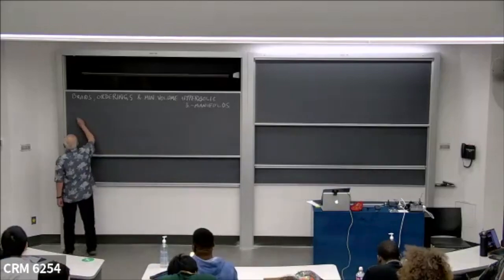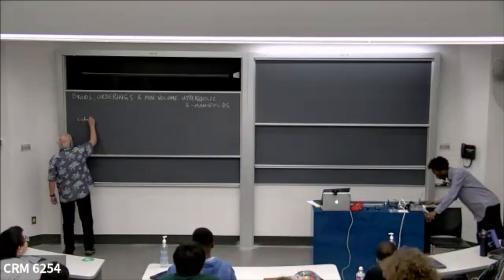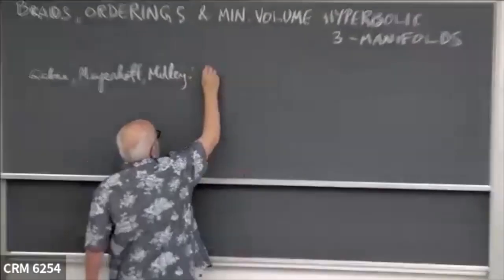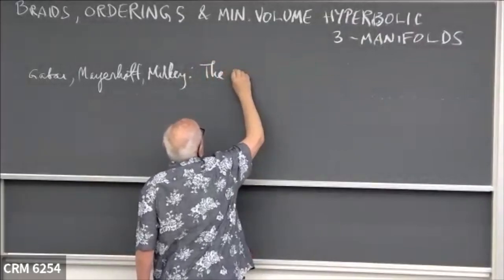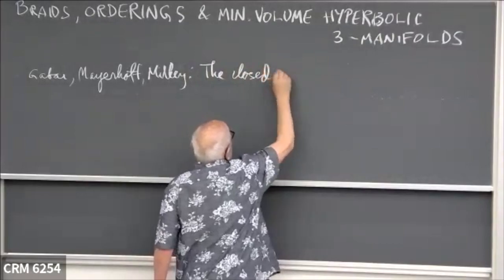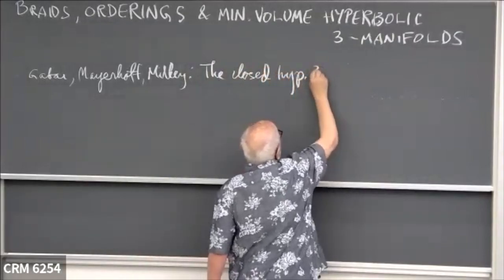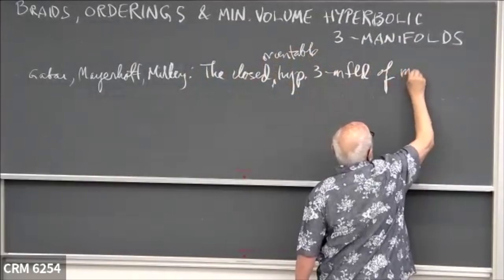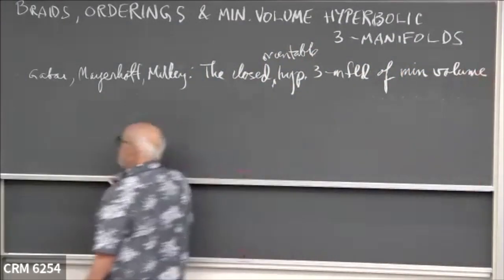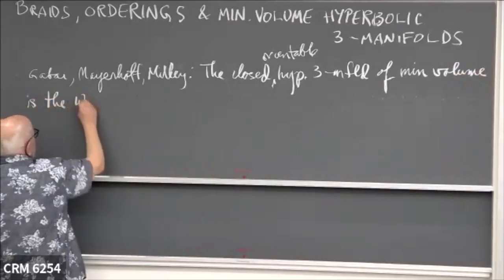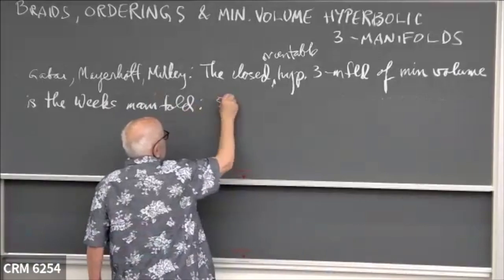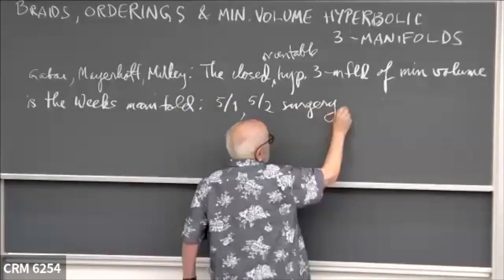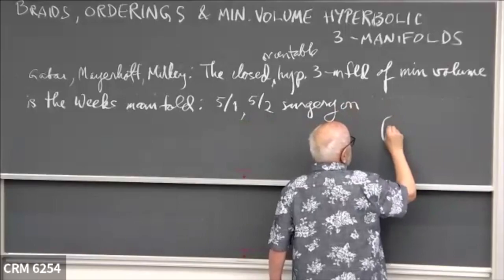So first of all, Millie and Meyerhoff: the closed orientable hyperbolic three-manifold of minimal volume is the so-called Weeks manifold, which comes from 5/1, 5/2 surgery on this link.